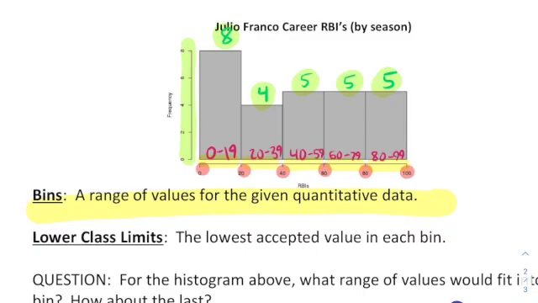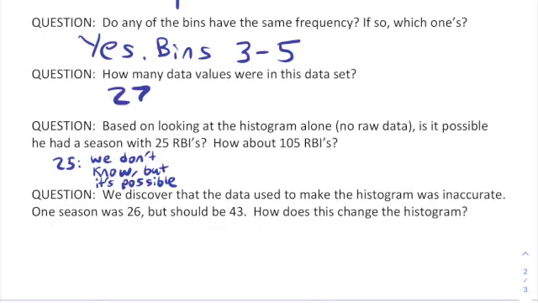Well, if we look at the histogram, we see that there were 4 seasons in which he had somewhere between 20 and 39 RBIs. But one of the limitations with a histogram is you don't know what the individual data values are within a bin. You just know that there's 4 within the range of 20 to 39. So we don't know if he had a season with 25 RBIs, but we do know that it's possible he did.